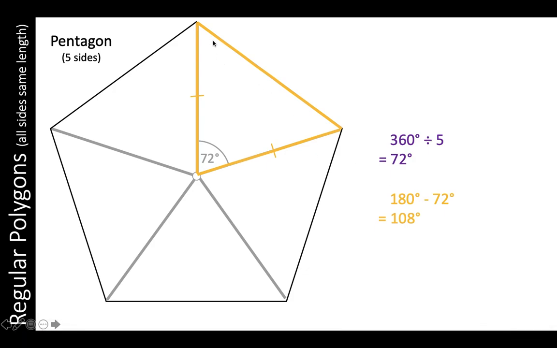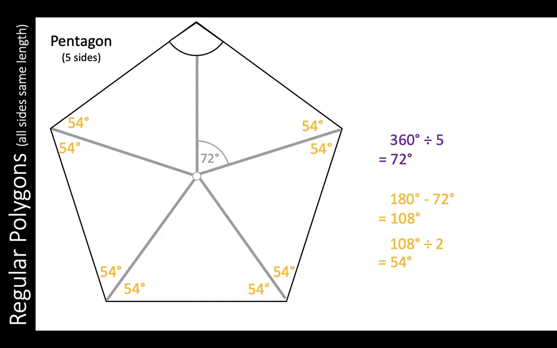So 108 degrees has to be split evenly between those 2 angles. So 108 divided by 2 is 54. So those 2 angles there must be 54 degrees. I can go around the perimeter of this pentagon now and mark in all of the 54 degree angles. And I want you to focus your attention up here, because what I can do is replace the 2 54 degree angles with 108. So I can add the 2 54 degrees to make 108.